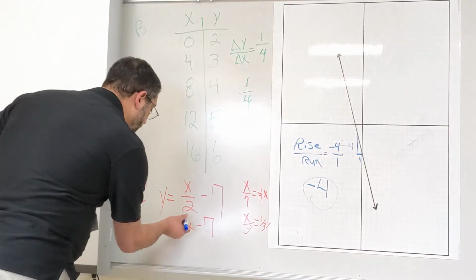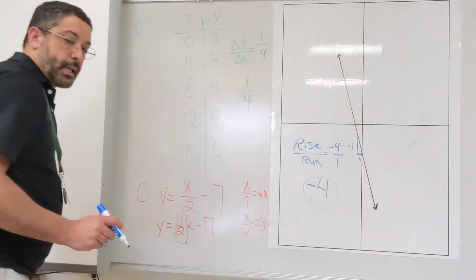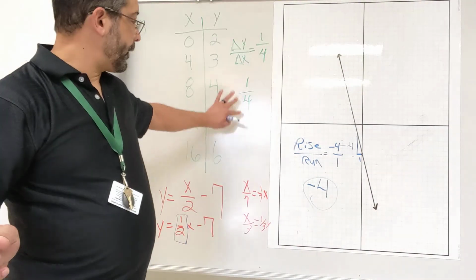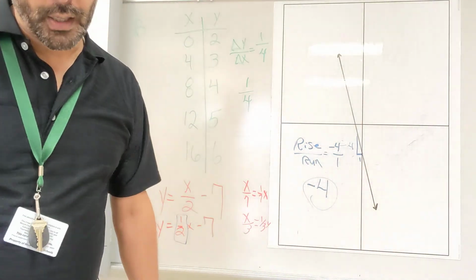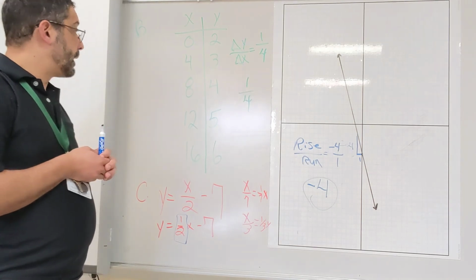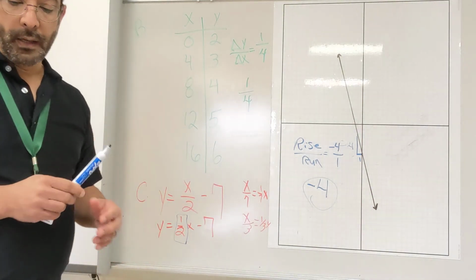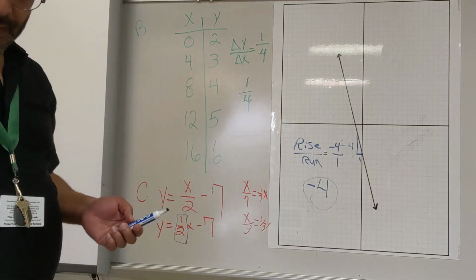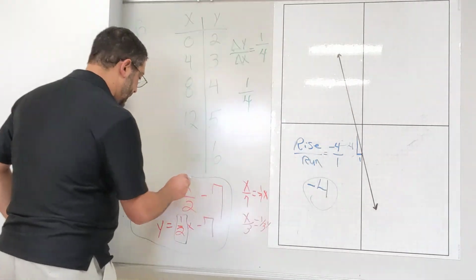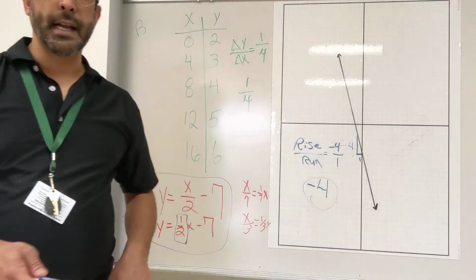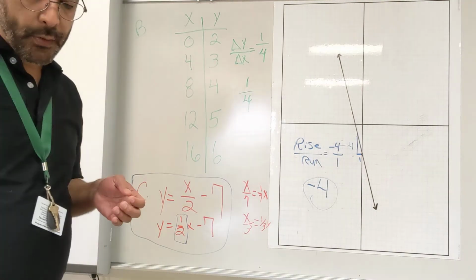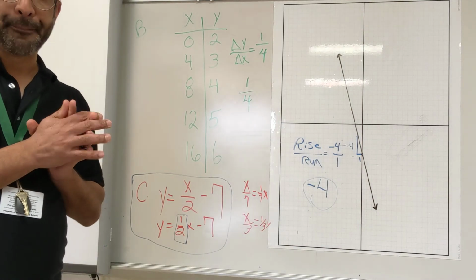So let's compare my rates of change. I have 1/2, because 1/2 is the coefficient of x. I have 1/4, and then over here I have a -4. So the question is, which function has the greatest rate of change? So 1/2, 1/4, or -4? 1/2 is the greatest of them all. So for this problem, function C is going to be your right answer. So on your answer sheet in the cell, you would just type function C.